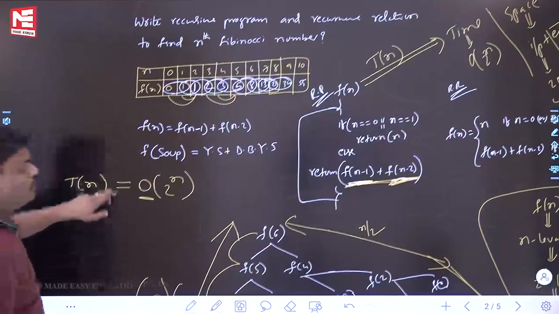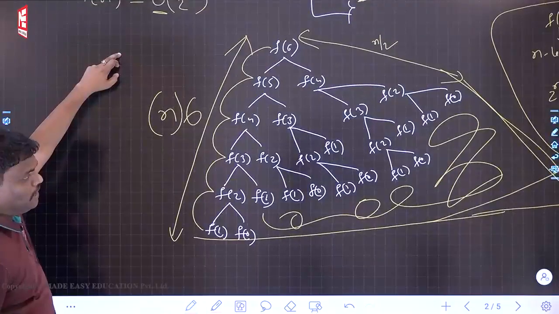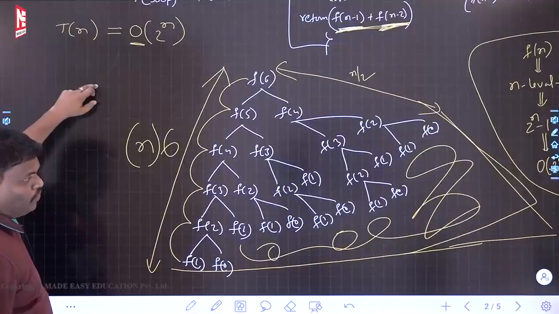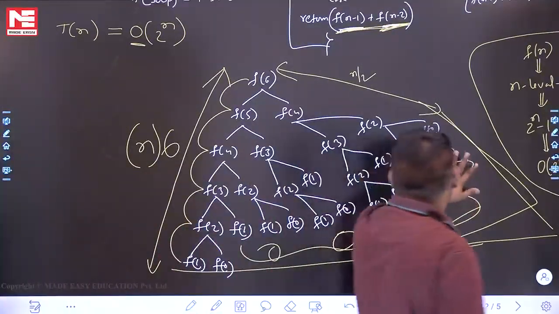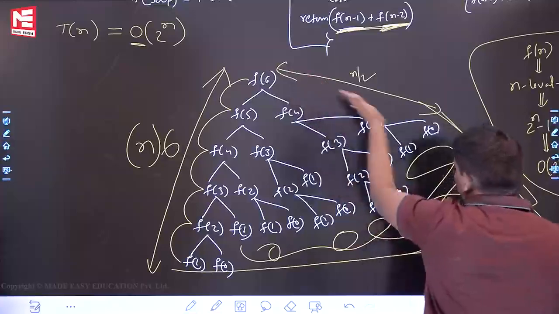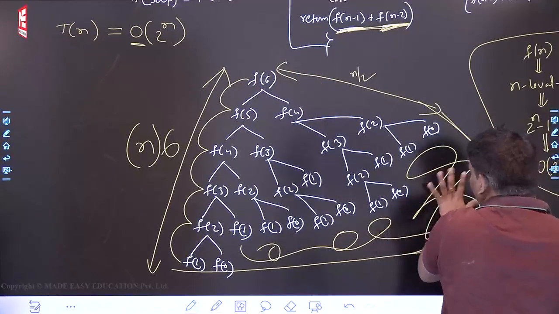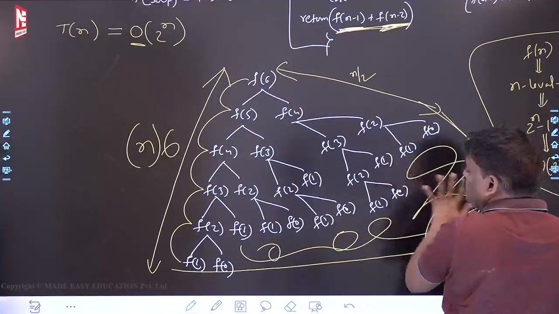And one more, in this tree, left how many levels? N levels. Right how many levels? N by 2. So on this side some people are not there, right? Left height is n, right height is n by 2. On this side some people are not there, assume that they are there. That is called the upper bound.